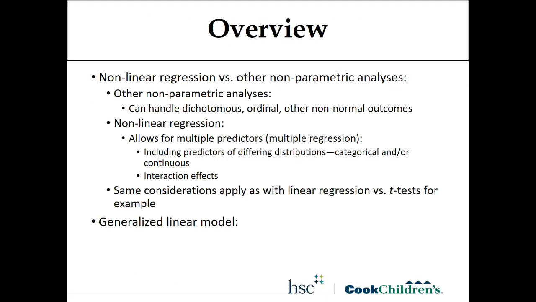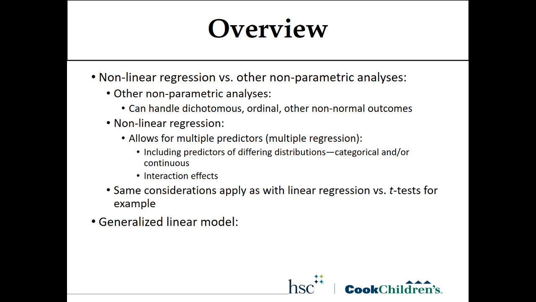All right, so nonlinear regression versus other types of parametric analyses. There are different non-parametric stats for dichotomous outcomes, non-normally distributed continuous variables, or ordinal variables. Those are all good methods, and they usually involve a chi-square test at the end. So why do we need nonlinear regression?